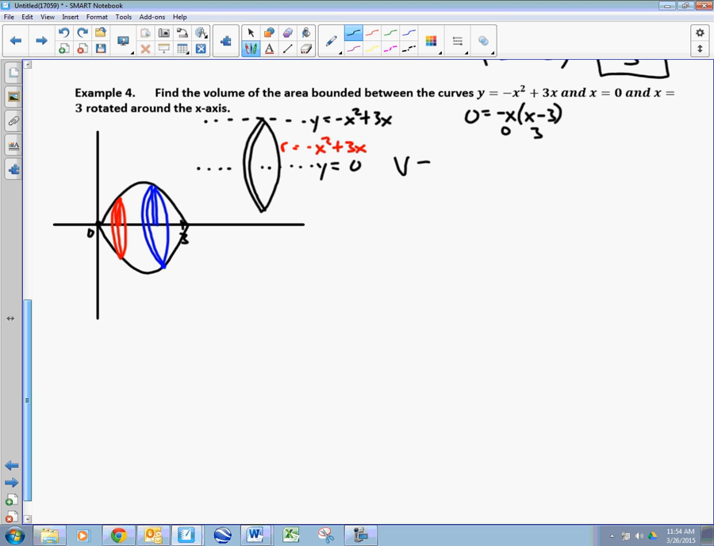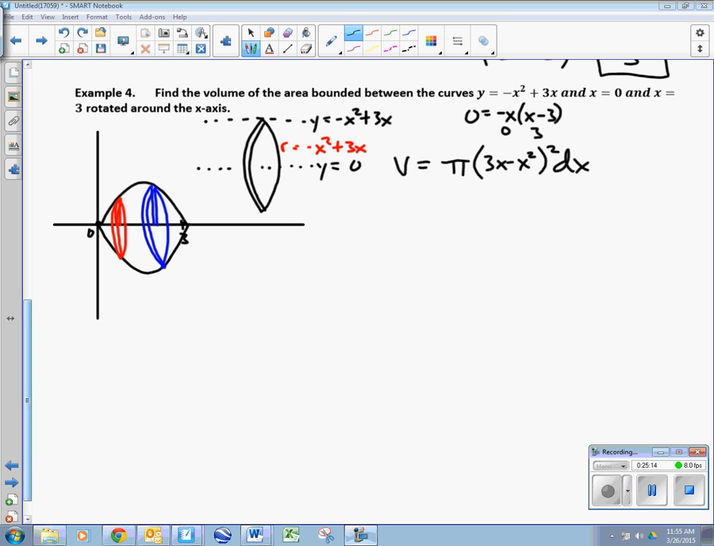The volume of each disk, Matt, you're staring scared. Takes one to know one.